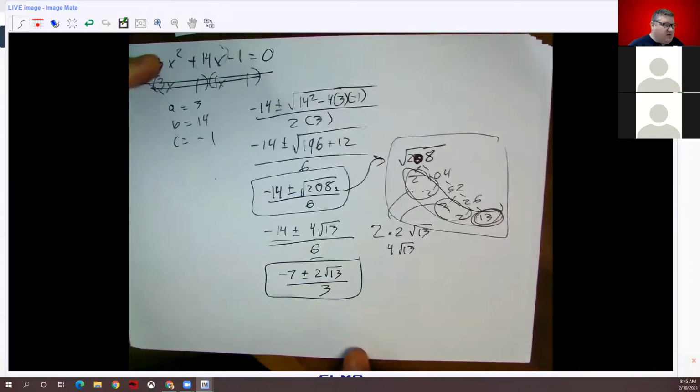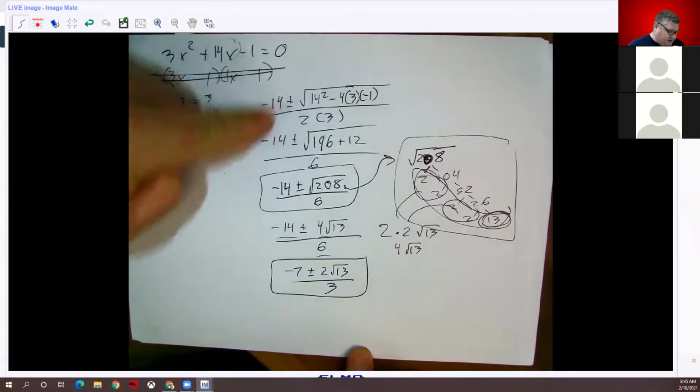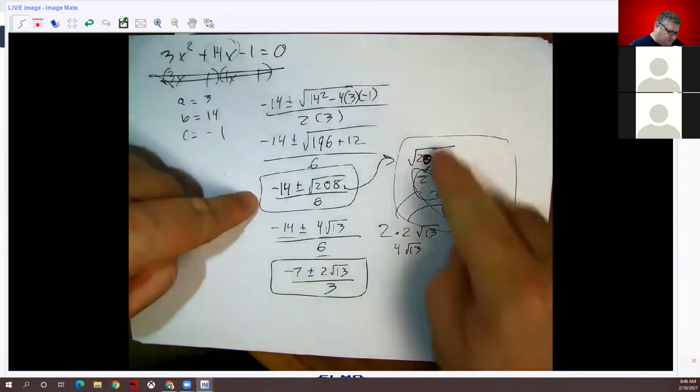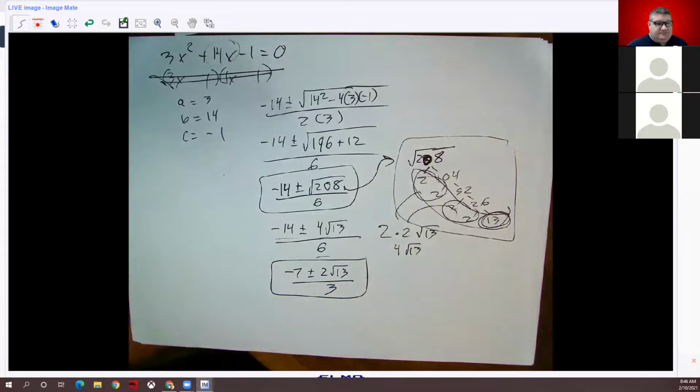This had no other way to do it. Can't take it out, can't factor it out, doesn't ever work. But now A, B, C, plug it in, very quick answer, simplify. There's my final answer. Okay.